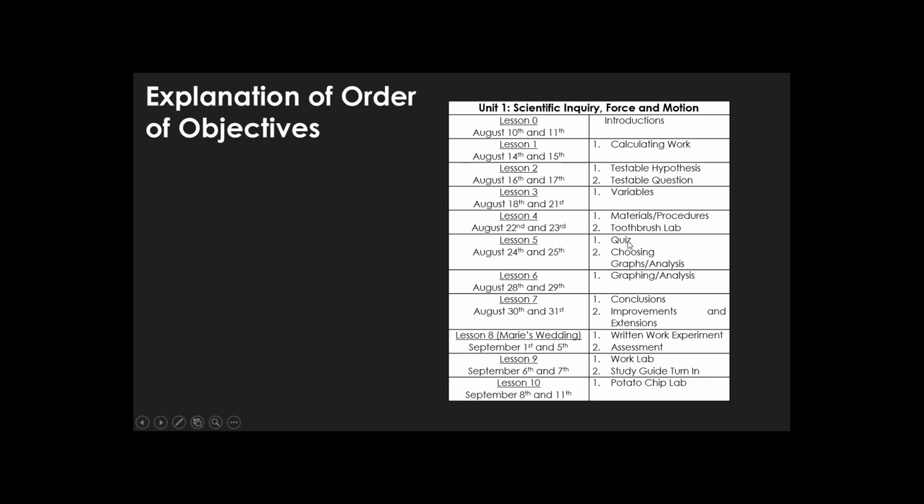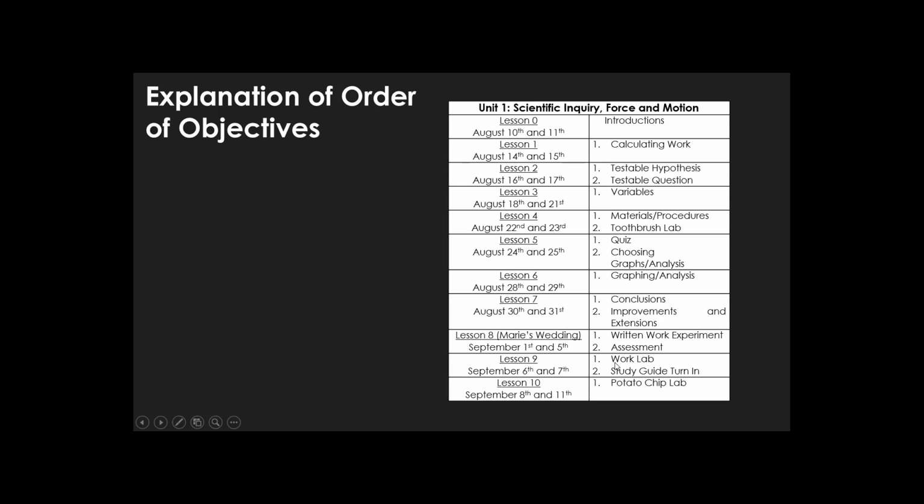through the unit. If you'll notice down here where it says Lesson 8, there is a written work experiment that I have uploaded, as well as on day 9 a work lab, which is something we did not do last year. At least I did not do this last year.